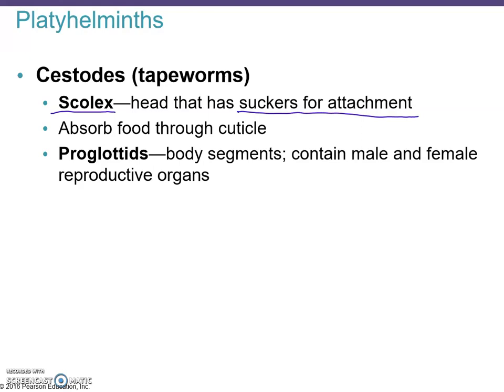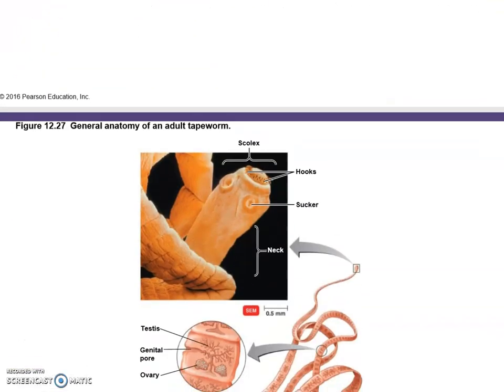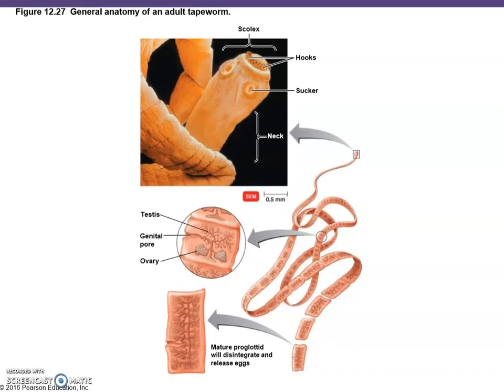And then they absorb food through a cuticle, and the body segments of a tapeworm are called proglottids right here. And the proglottids contain male and female reproductive organs. They're also hermaphroditic. That means they have ovaries and testes in each one of these segments, which ensures high reproductive success. Let's take a look at the general anatomy of a tapeworm.